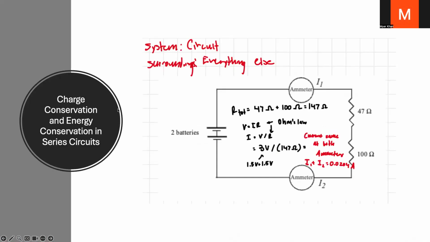So in terms of the conservation of charge and energy in the series, we first found our system to be the circuit and the surroundings to be everything else in the image that was given. We took our total resistance from these two resistors, found that to be 147 ohms, plugged that into our Ohm's law formula, and derived our total current to be 0.0204 amps, the same through both, because the current is conserved throughout the circuit.